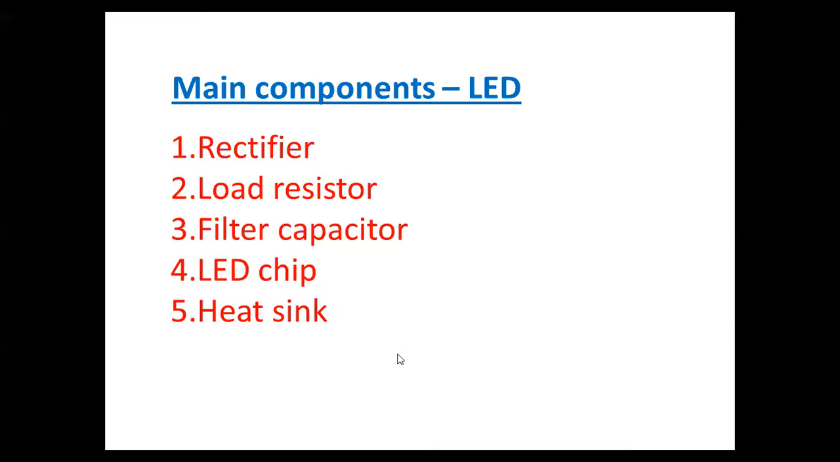The main components of LEDs are the rectifier, load resistor, filter capacitor, LED chip, and heat sink. In the first slide, we are discussing the parts of an LED bulb. Other than those parts, an LED has some main components: the rectifier, load resistor, filter capacitor, LED chip, and the heat sink.